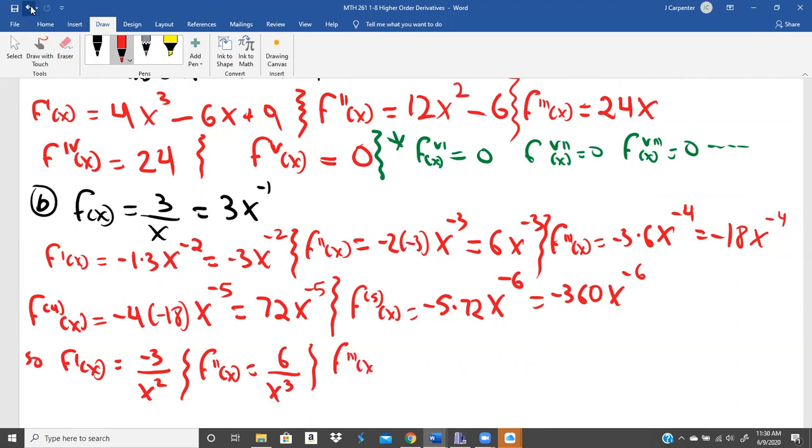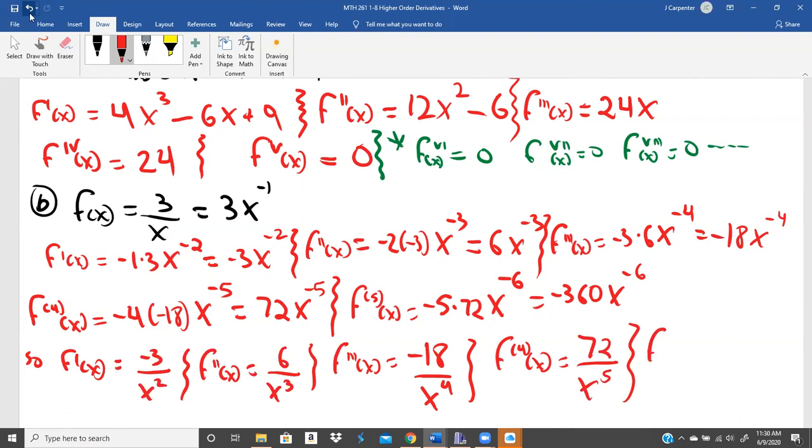F triple prime, the third derivative, that was over here with the negative 18. So negative 18 over x to the fourth. The fourth derivative was the one with the 72. So that's 72 over x to the fifth. And then our last that we found, the fifth derivative, was the negative 360 over x to the sixth. There's an obvious pattern here in the bottom. The exponents in the bottom are bumping up 1, and that's because when you put them in the appropriate form with the negative, when you decrease them by 1, it makes the negative get bigger, so to say.